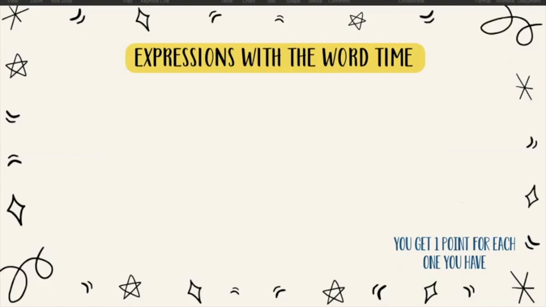So please, you get 1 point for each one you have. You get 1 point if you have 3, 4, 5 times. If you don't have them, I recommend you to write them because these are very famous time expressions that you use a lot, but sometimes you forget them. So it's always good to have that vocabulary.